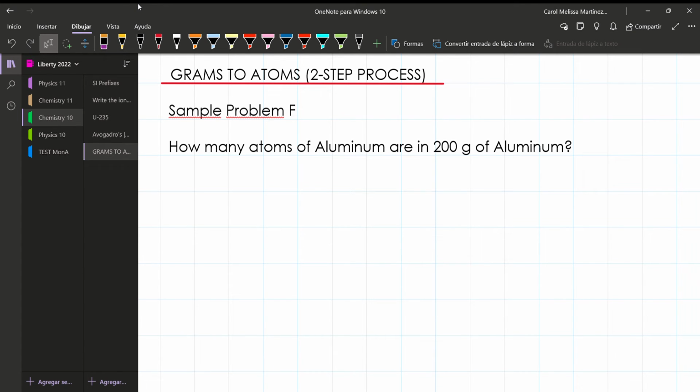Okay, in the case of grams to atoms, we're going to have a process that involves two steps, and two steps are two conversion factors.